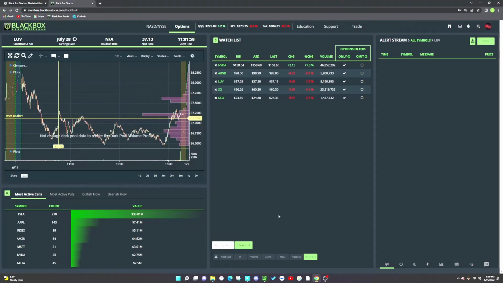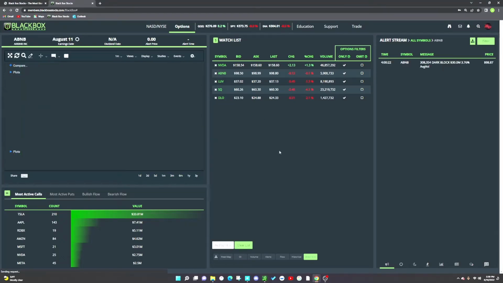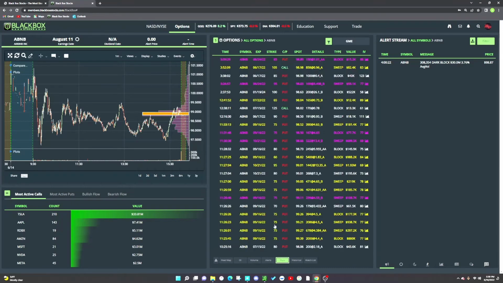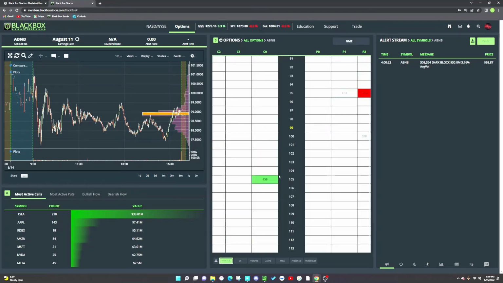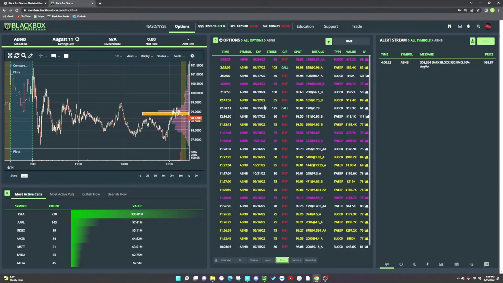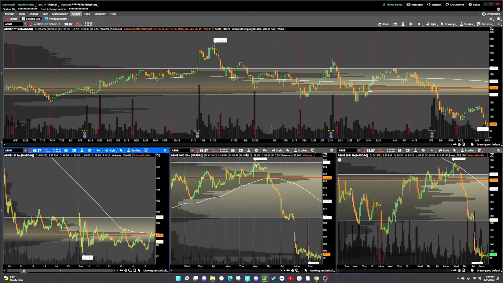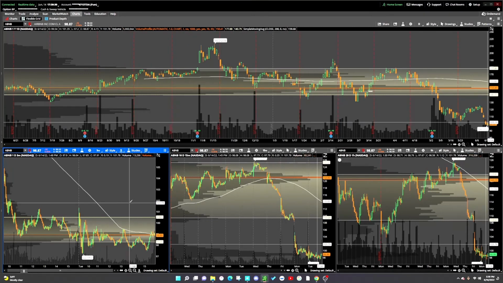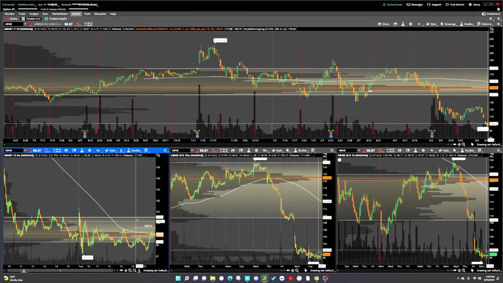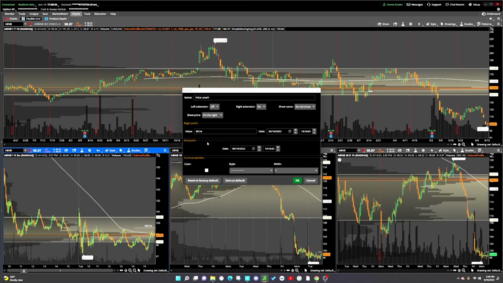Now the bullish activity on Airbnb was the 105 call for this week and the puts, September 16th. It did have a dark pool print at 98.87. So we'll go 98.87.